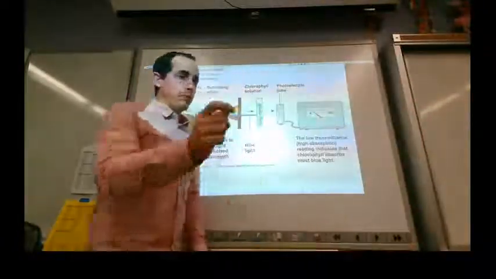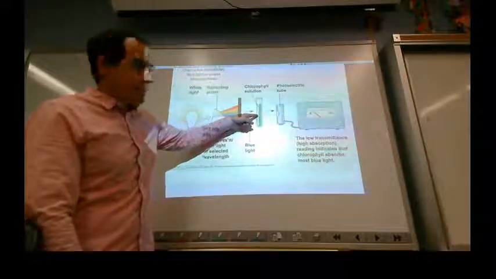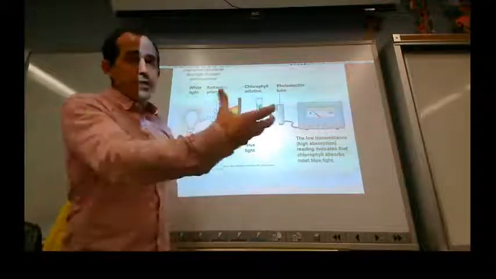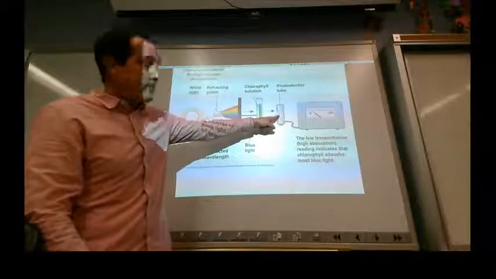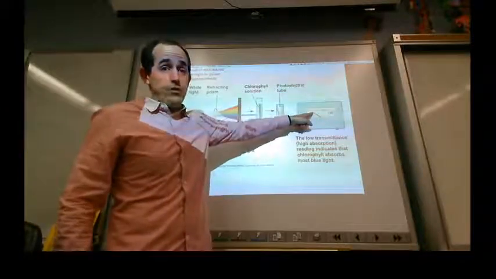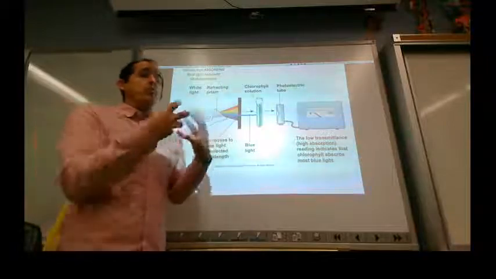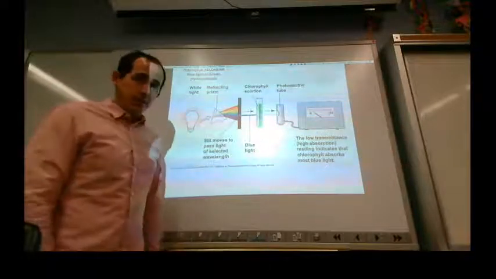Okay? So the blue light is going to hit our chloroplasts, and then our probe, our tube here, is going to pick up how much of that light is passing through the chloroplast. Well, in this case, it's very little. That means that the chloroplasts are actually absorbing that light energy so that not a lot is passing through.